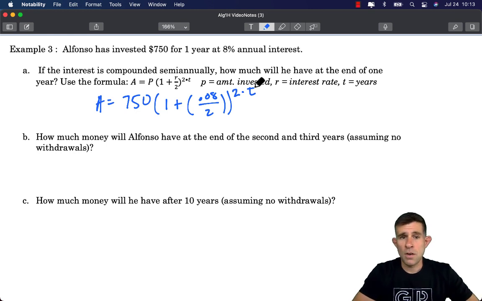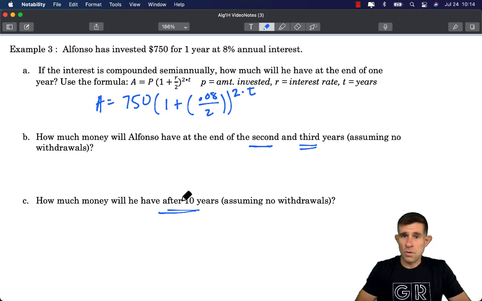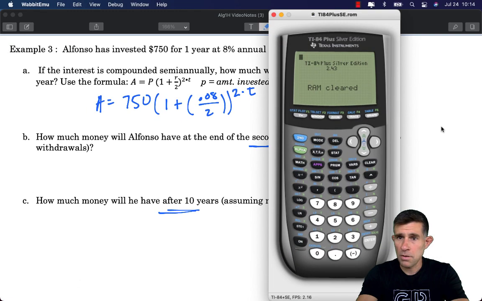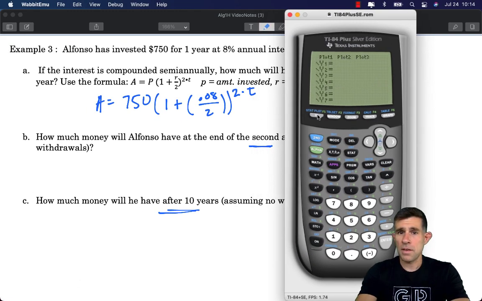All right, so we want to know how much it's going to earn after 1 year of investment. And if I look a little bit further, I see that I also want to see how much that money is going to be worth after the second year and the third year. Finally, we're going to answer the question, how much will it be worth after 10 years? Now, in order to do this, we can take a shortcut using our graphing calculator. So take a second to pull up your graphing calculator, and we're going to go to our y equals again.